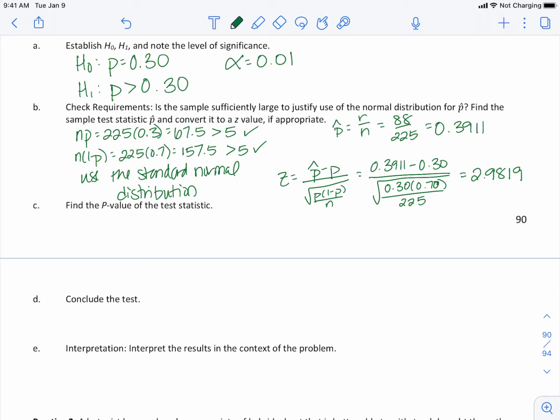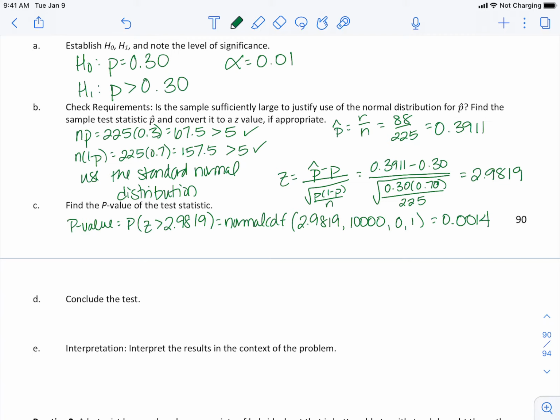Okay, so to find our p-value, that's going to be the probability that our z is greater than 2.9819. So we're going to do normal CDF of 2.9819 up to 10,000, comma 0, comma 1. And this gives us 0.0014.